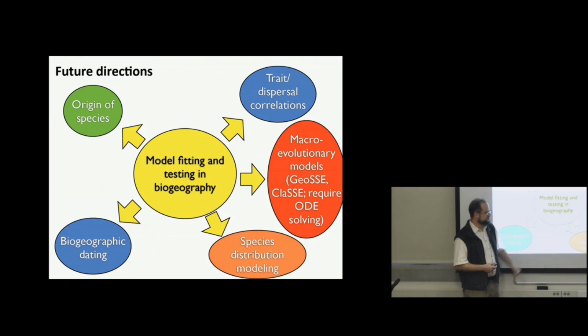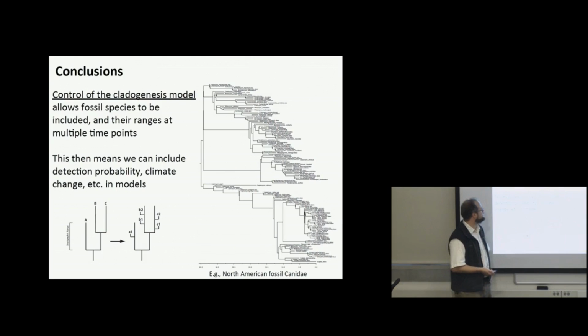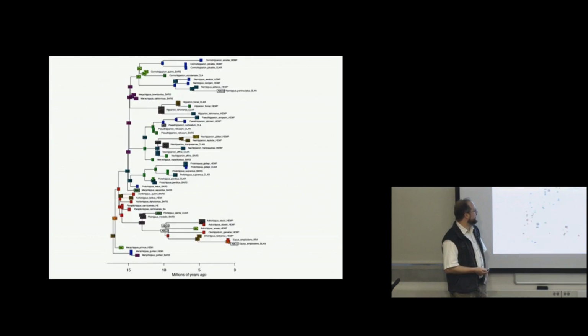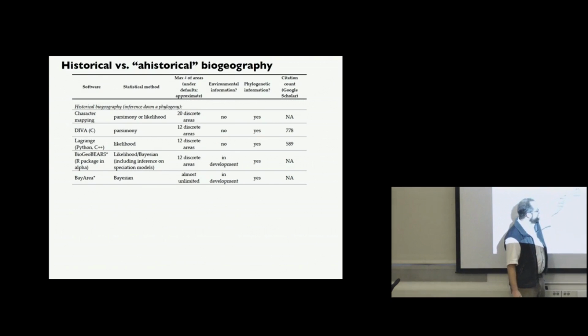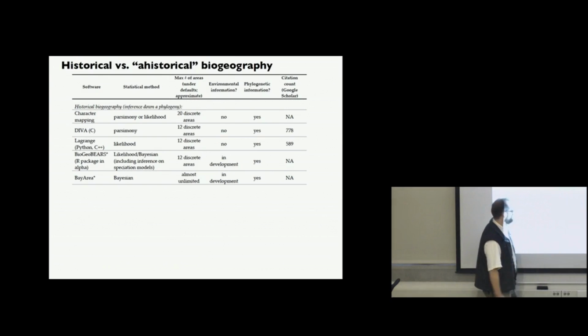And the last thing is species distribution modeling. We'll skip the fossils here. We can do fossils now, that's good. But if you think about the phylogenetic historical biogeography methods, they take into account phylogenetic information, but they ignore environment. They assume environment's irrelevant.